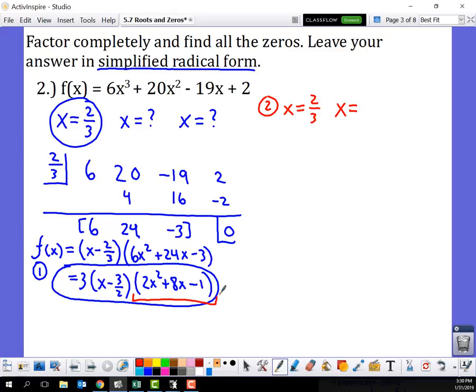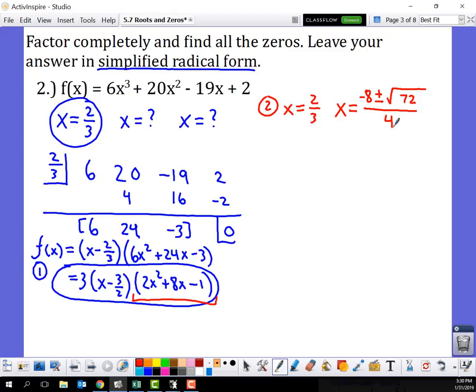Okay, welcome back. Hopefully you actually paused it and did the work. So let me show you what I got. Okay, so we would do -8 plus or minus the square root of 64 minus 4 times 2 times -1. So that ends up being 72, all over 2 times a, so that's 4 in this case.